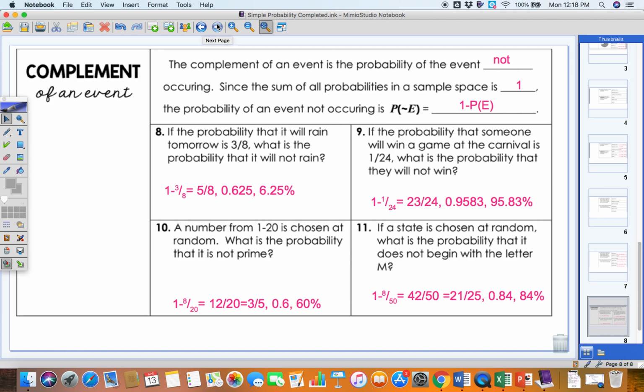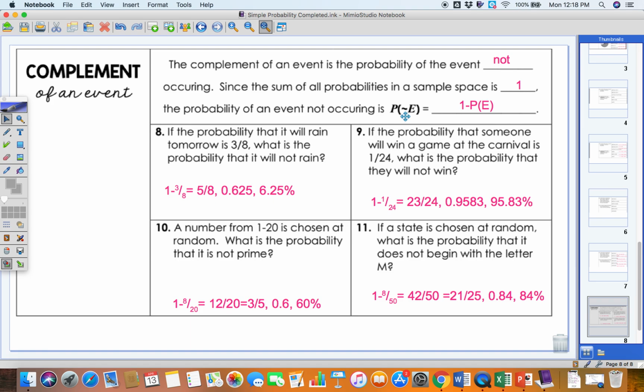All right, so then we have complements of an event. The complement of an event is the probability of an event not occurring. Since the sum of all probabilities in a sample space is 1, the probability of an event not occurring is referred to as the probability of not E. This little squiggly line here refers to the word not. And to find that, you're going to do 1 minus the probability of the event.